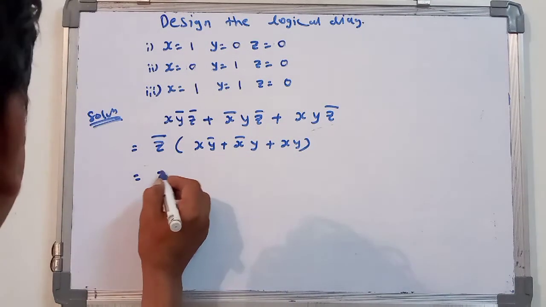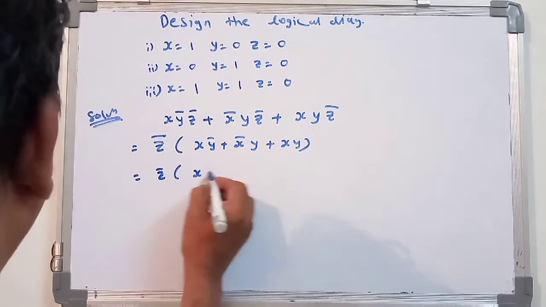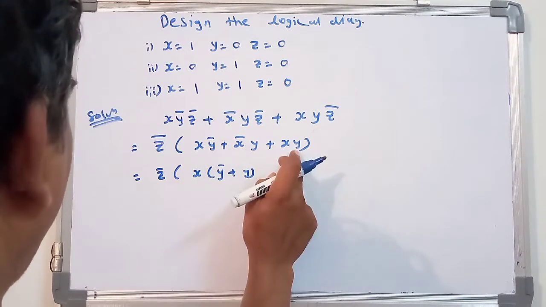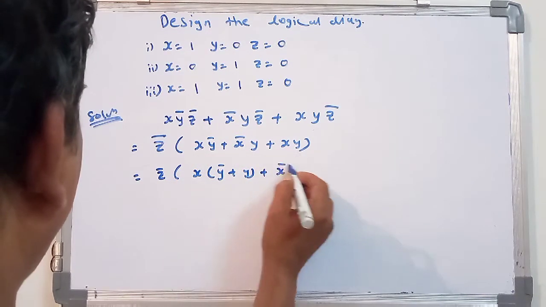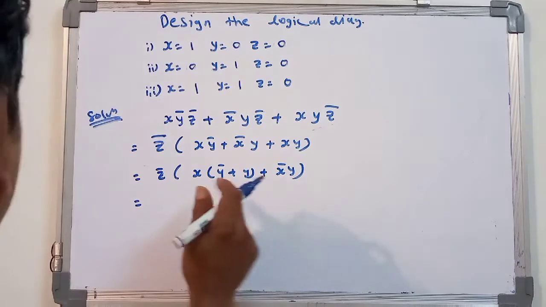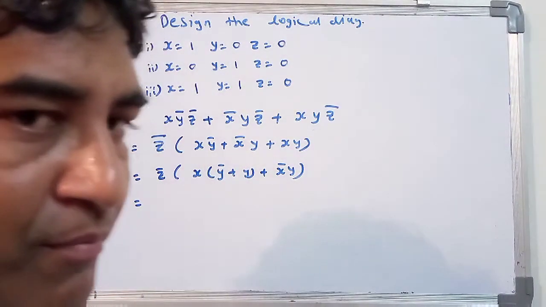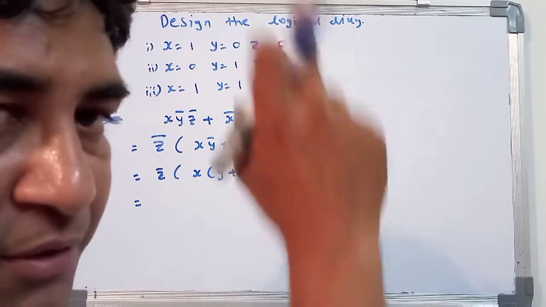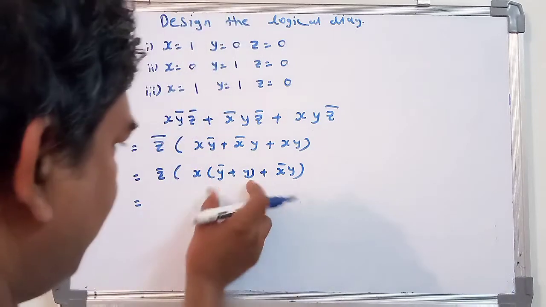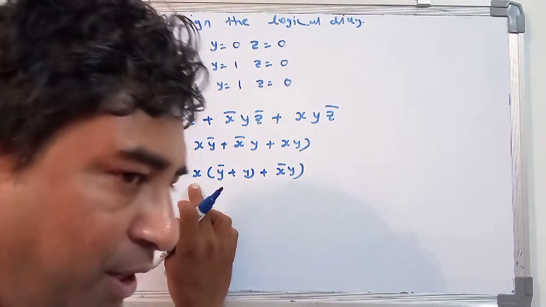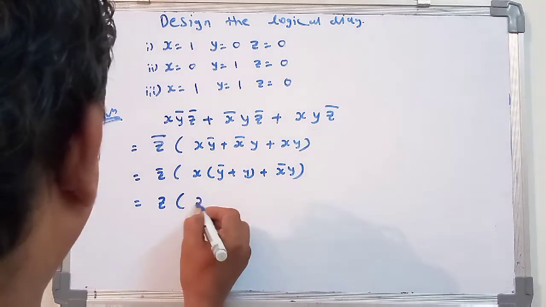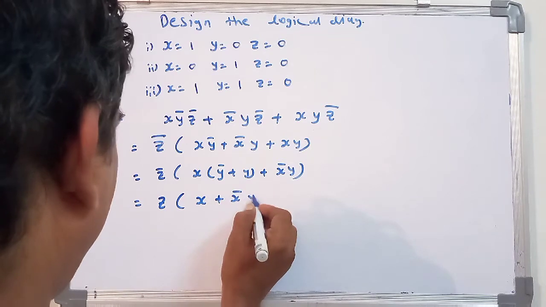So you have this x, z bar as it is, then y bar plus y, this y bar and this y, plus x bar and the y. So this equation is like this. According to that particular value, y bar plus y is equal to 1. From the identity laws, y bar plus y is equal to 1. Since you are getting the value as only x. So you have this z, x plus x bar and y.